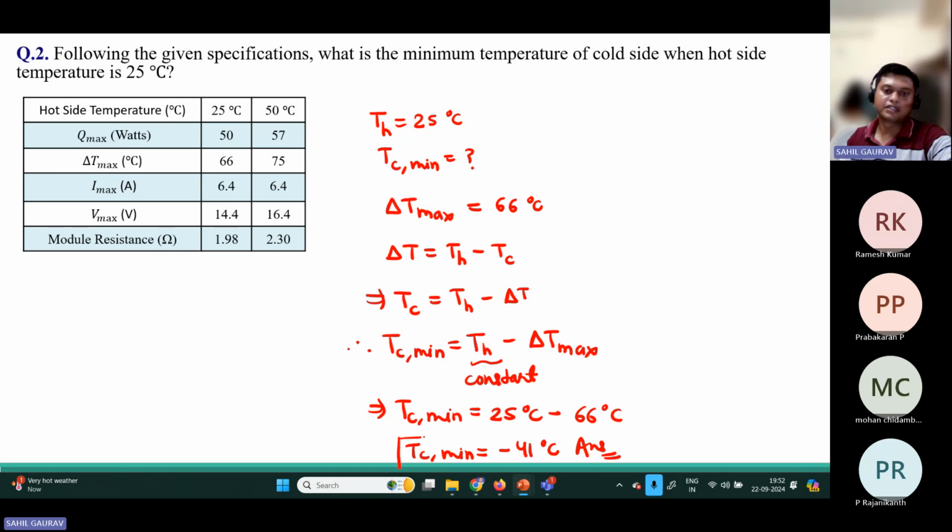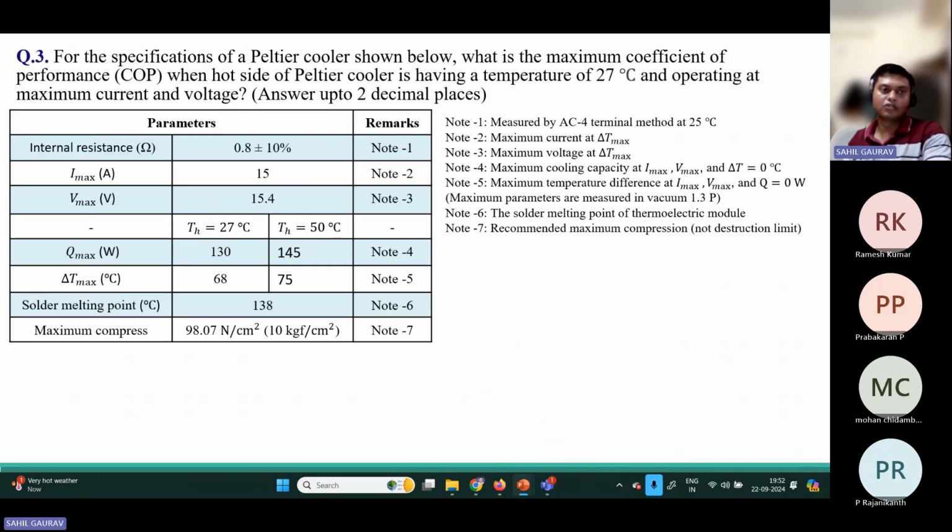So this is the correct answer. Tc minimally minus 41 degrees Celsius. Now coming to the next problem.